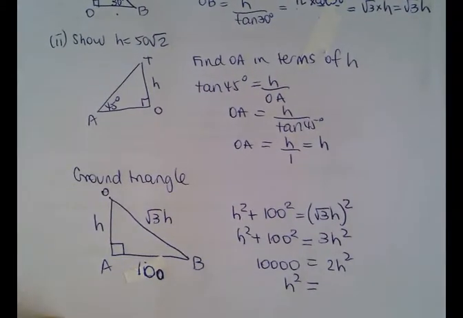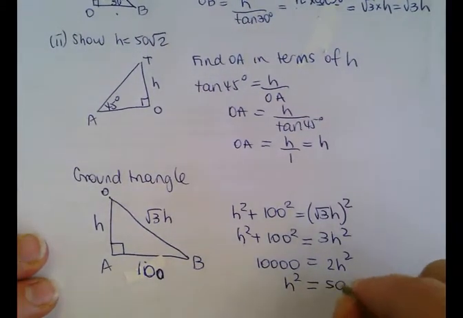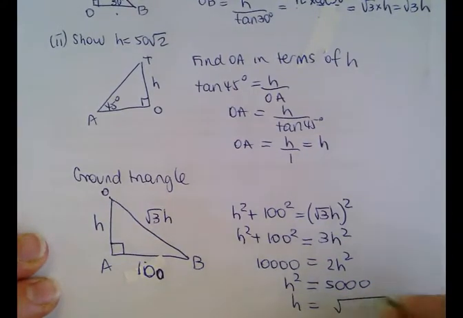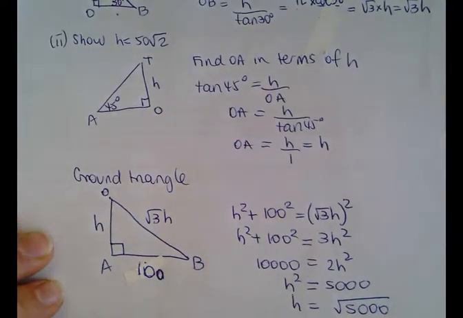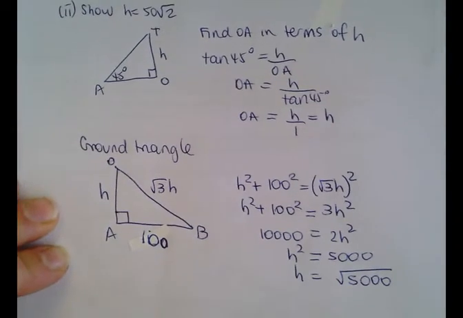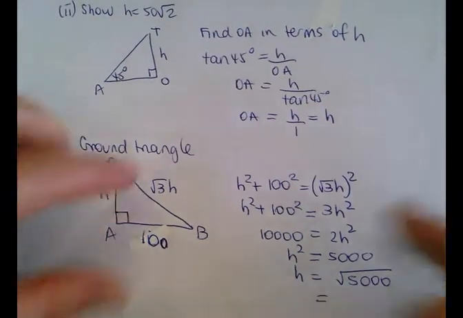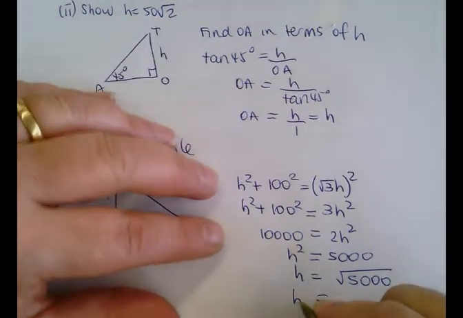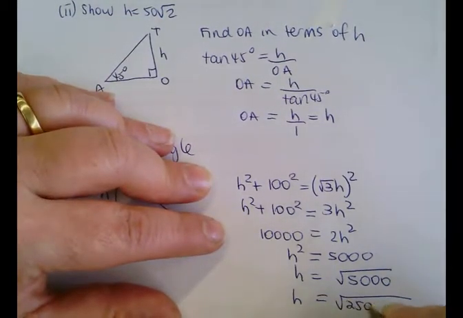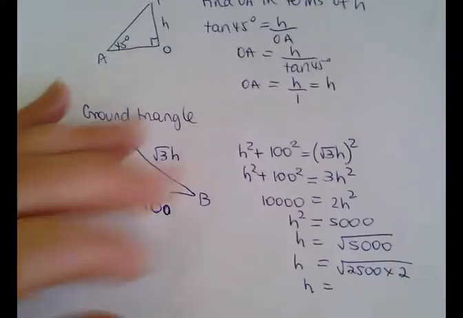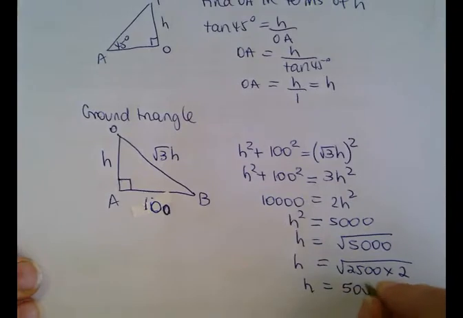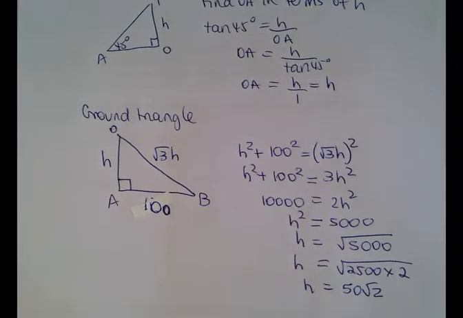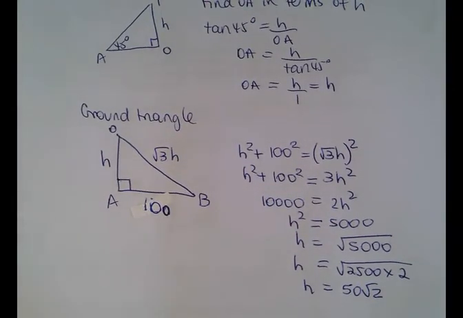H squared is 5,000. H is the square root of 5,000, which is, now look at the answer, 50 root 2. What's 50 times 50? 2,500 times 2. Square root of 2,500 times 2, which is 50 root 2, isn't it? 50 times 50 is 2,500.